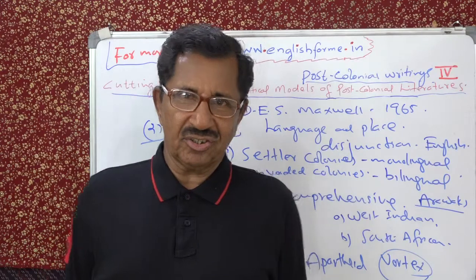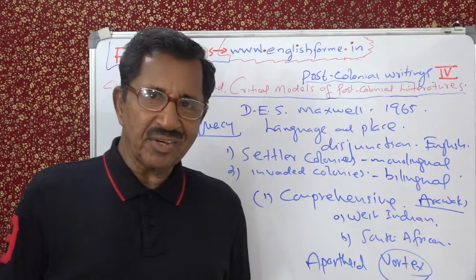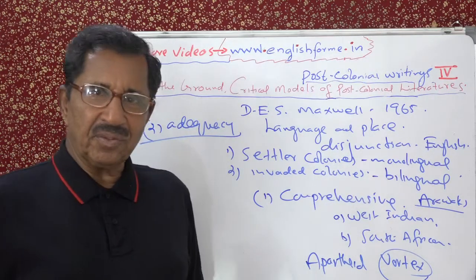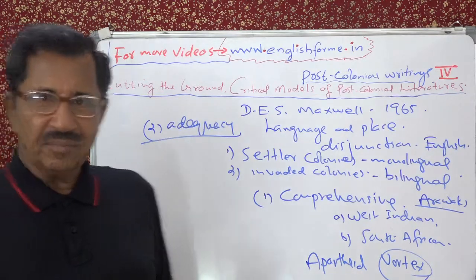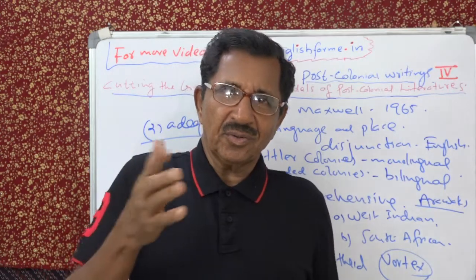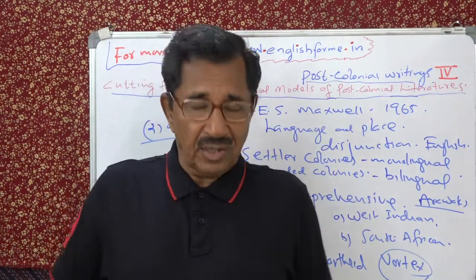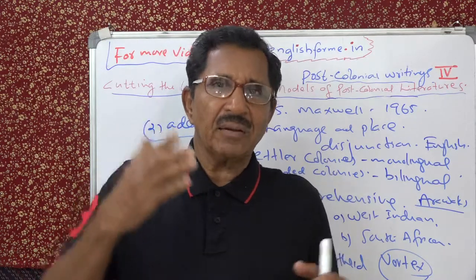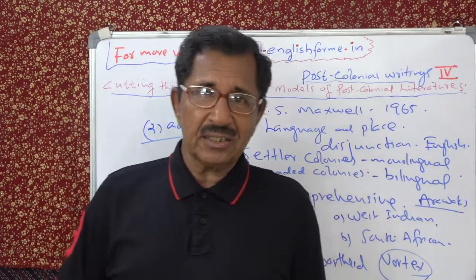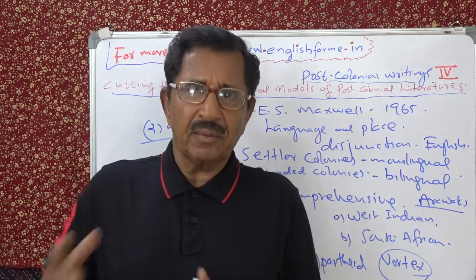So once again, as a brief summary before we say goodbye today, there are several models. Maxwell's is another one, proposed in 1965. This is based on language and place. The central idea is that when a language is transported to another country, an alien country, to an alien people, the language may not be in a position to, or is inadequate, so to say, to describe the experiences and the places and the environment of that place.